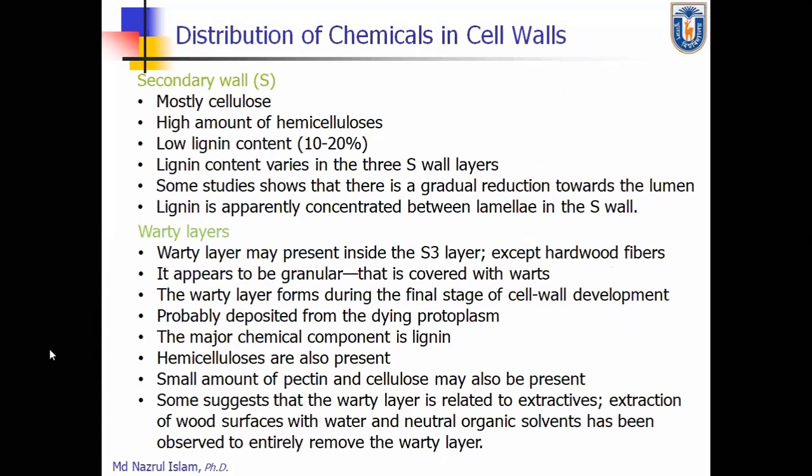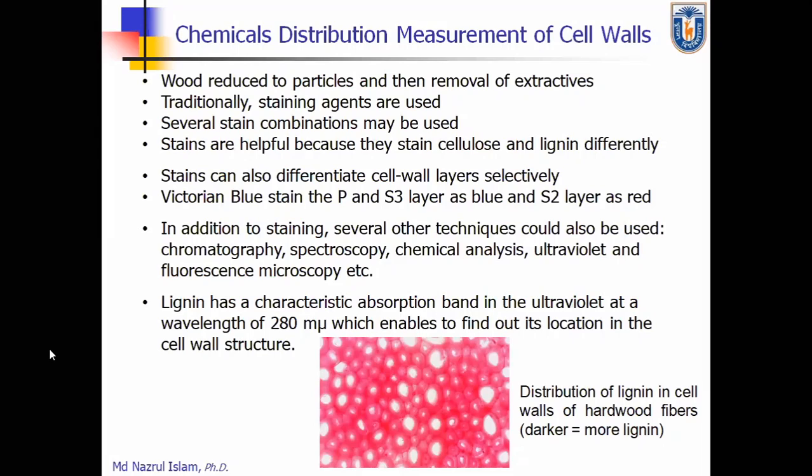And how will we identify the different compounds in the cell wall? To identify that, there are different mechanisms, and some of them are chromatography, spectroscopy, chemical analysis, ultraviolet and fluorescence microscopy. So we can get many different types of images, and after getting that image, we can identify which layers are there. For example, there is Victoria blue. If you add it to the cell wall, you will see some portions change and some portions don't change. Depending on that, we can say this portion is lignin, this portion is cellulose or carbohydrate. That is what we call staining.